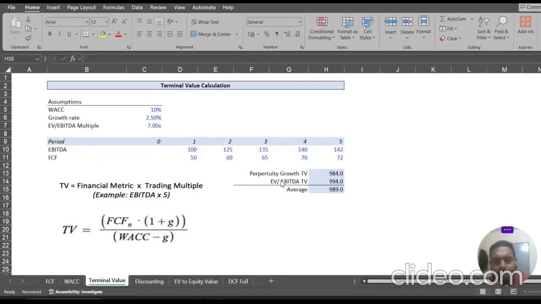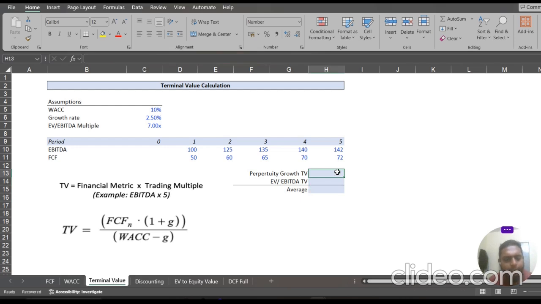We are calculating the terminal value. Terminal value is the value of the business after the forecasted period. For example, a 5 year forecast period. Any year after that, that is sixth, seventh, the value of the business would be called the terminal value. There are two methods for calculating the terminal value. One is perpetuity growth terminal value, and the other is the EV by EBITDA terminal value. So already being calculated.